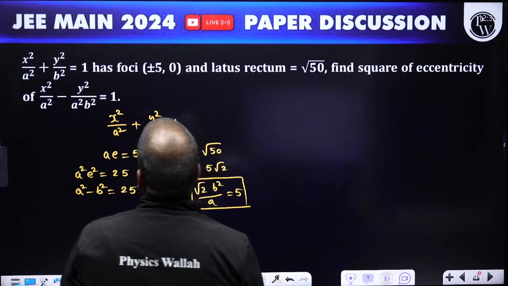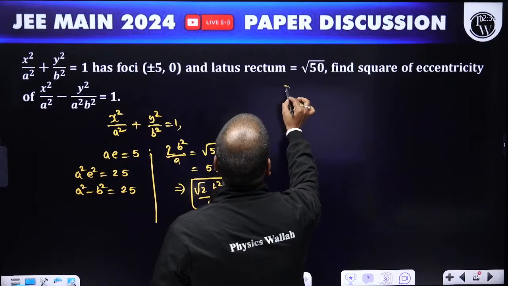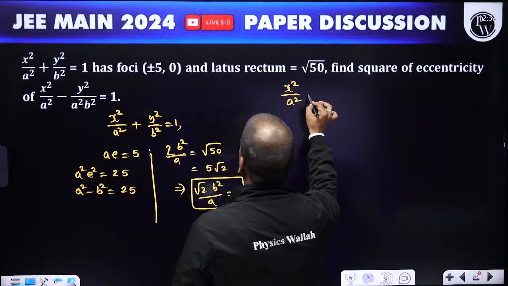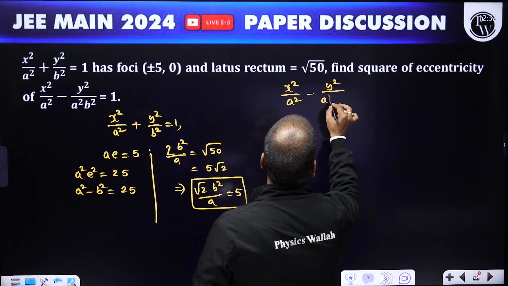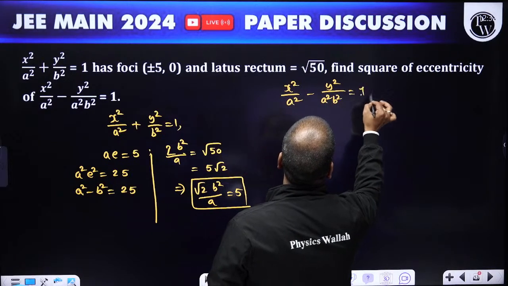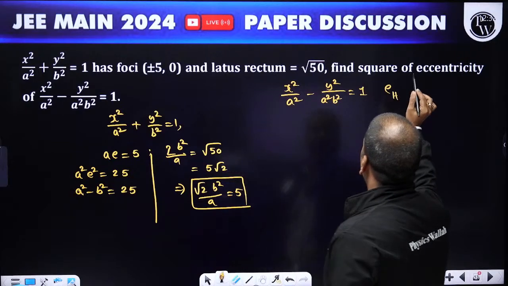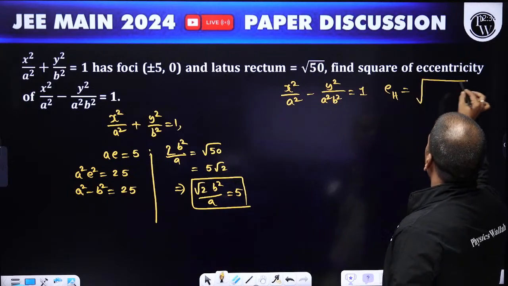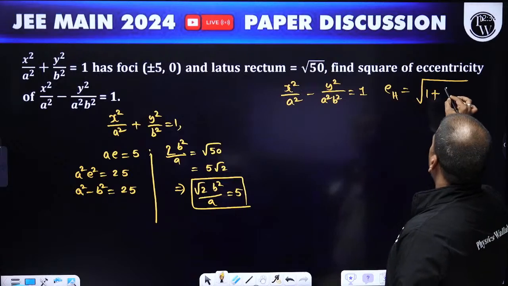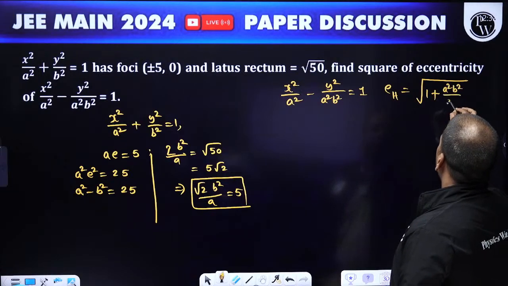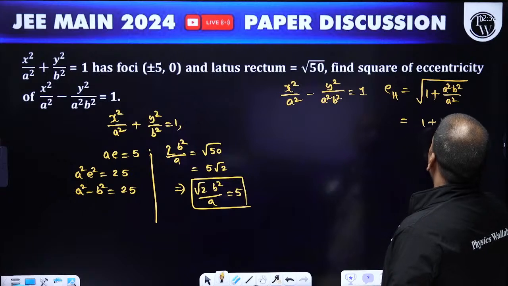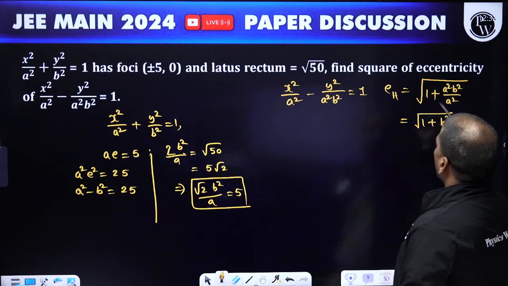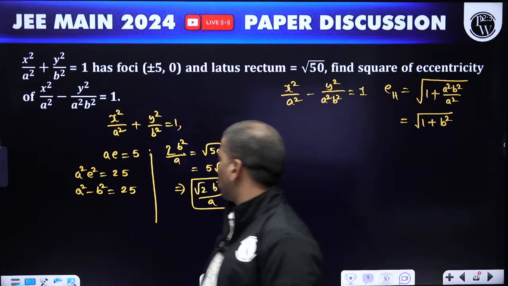Right. But what do we want? In case of hyperbola, x square by a square minus y square by b square is equal to 1. So this is the eccentricity of hyperbola, e_H square, which is equal to 1 plus b square by a square. That means 1 plus b square by a square. We need b square in order to answer this question.